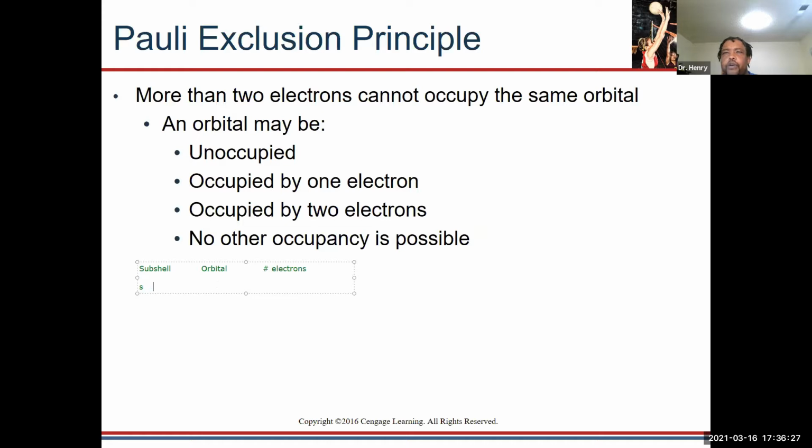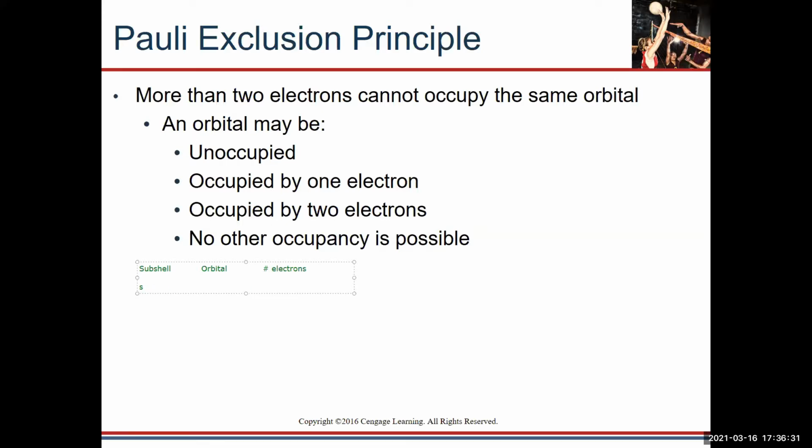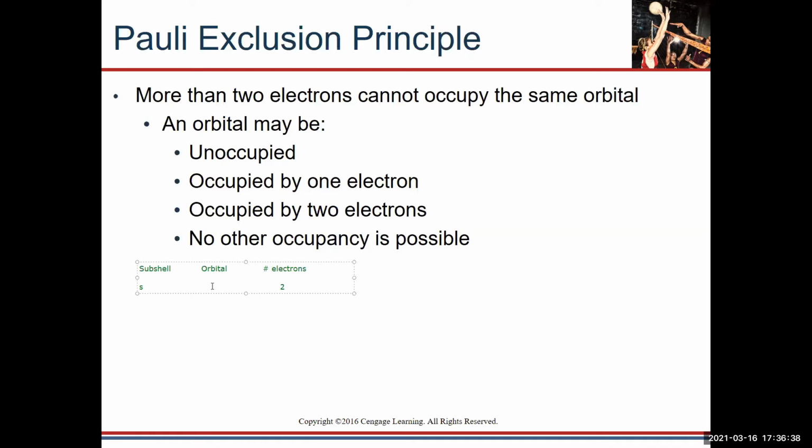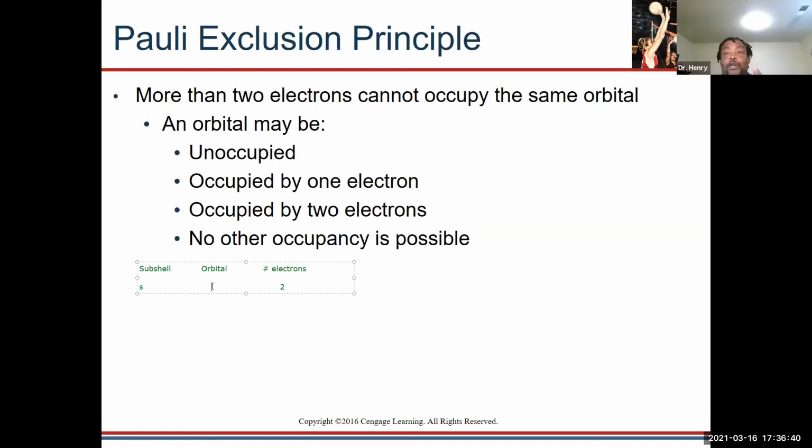It can hold how many electrons? 2. Okay, so how many orbitals must it have? If it can only hold 2 electrons, and you can only have 2 electrons in an orbital, how many orbitals must it have? 1.